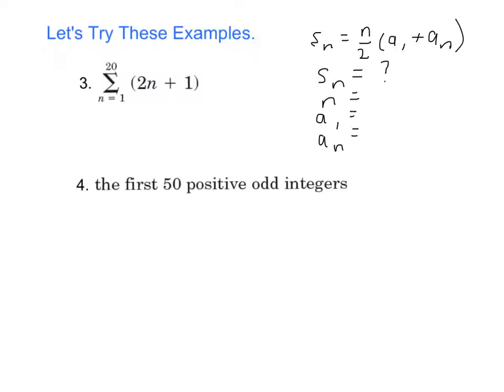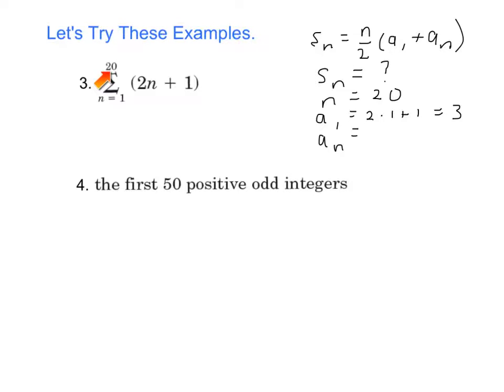Okay, how many numbers are there? Well, I'm going from 1 to 20, so that means my n value must be 20. So what is my a sub 1? Well, I just plug 1 in there. That gives me 2 times 1 plus 1, which gives me how much? 3. That's right.